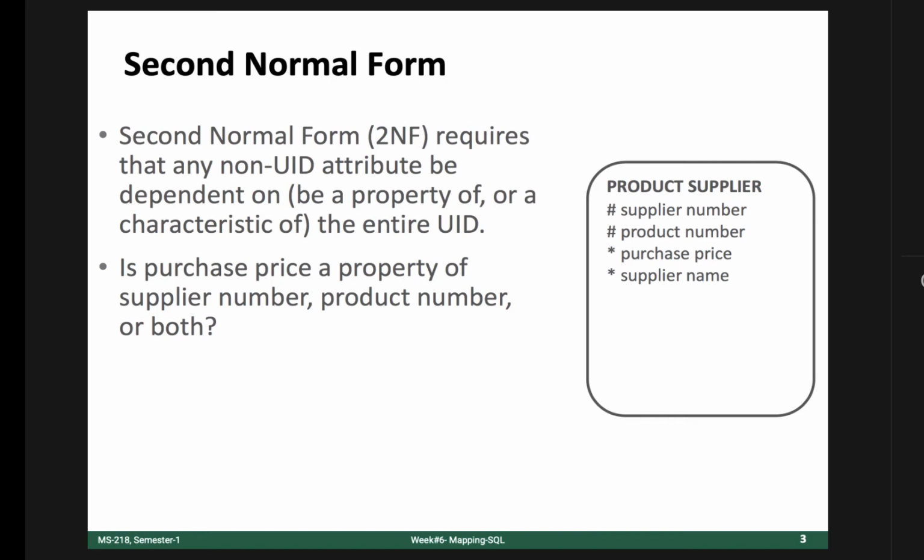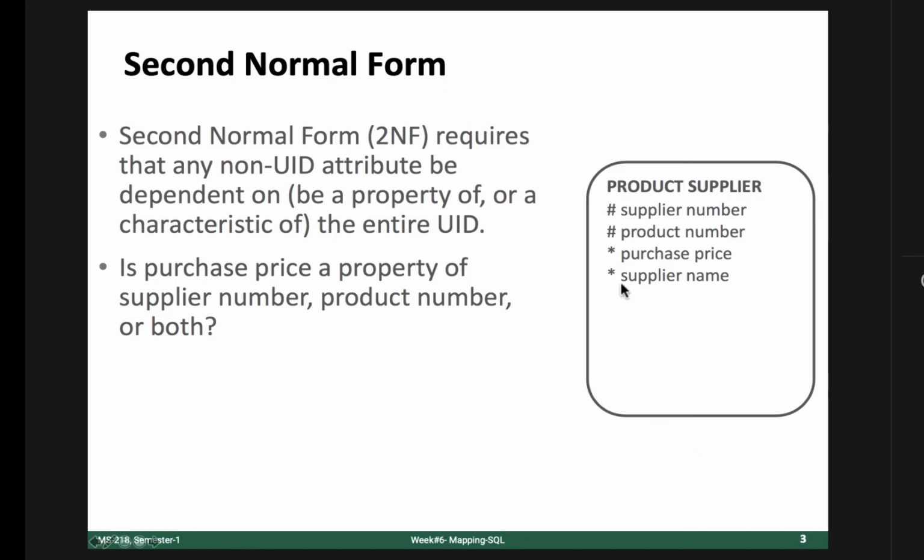Okay. So here non-UID attributes should be dependent on the entire UID. For example, if we have two attributes that are making the UID, then all other non-UIDs should be fully dependent on all of the 2 or 3 attributes, on all the UID attributes, no partial dependency.